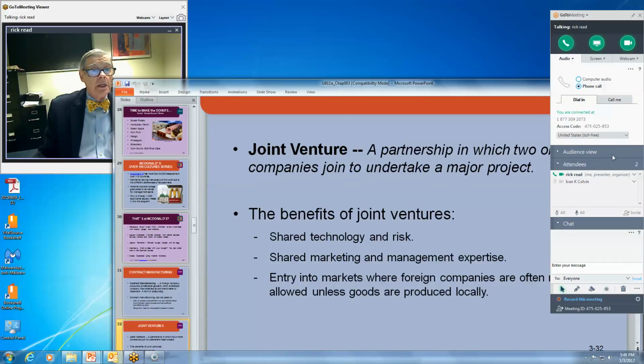A joint venture is exactly what it says. It's a partnership between a company in the U.S. and a company in a foreign country. And usually they're going to undertake some type of major project. Here are some of the benefits. There's a shared risk here. There's shared marketing and management expertise. And you get to enter a market which you may not have been able to enter before without having a foreign partner.